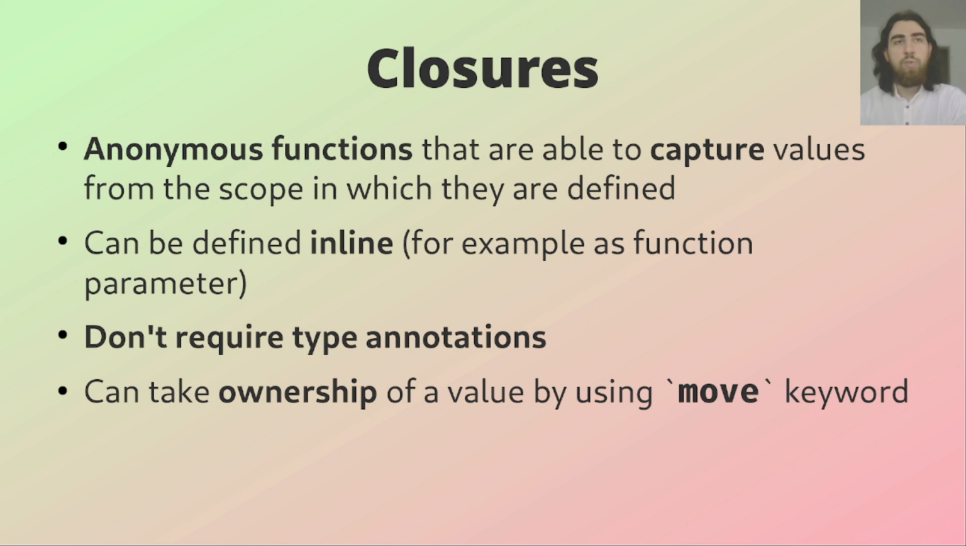So let's see closures. A closure is an anonymous function that is able to capture the values from the scope in which it is defined. And if you're coming from Python, then you might know lambda functions, and in JavaScript they are called arrow functions. They can be defined inline, for example, as a function parameter. They don't require type annotations, and they can take ownership of a value by using the move keyword.